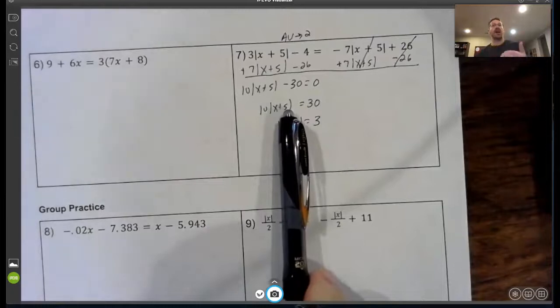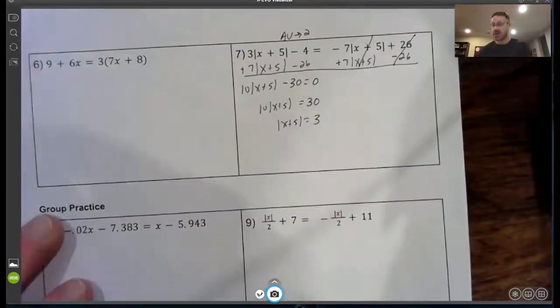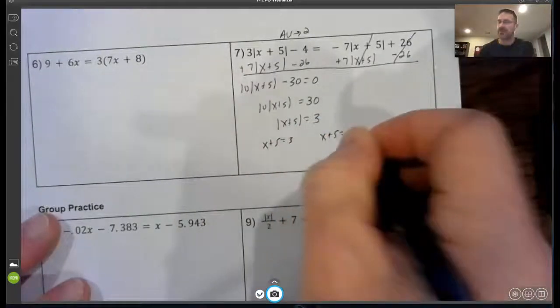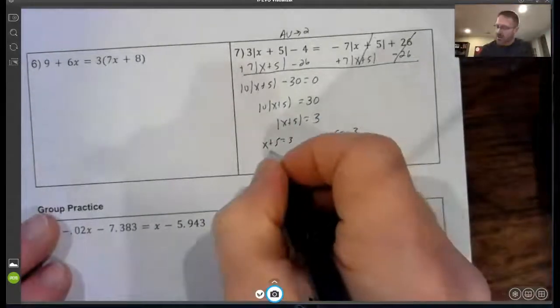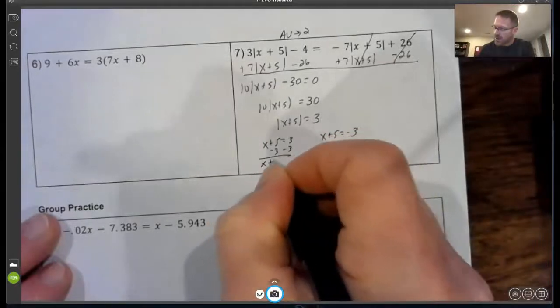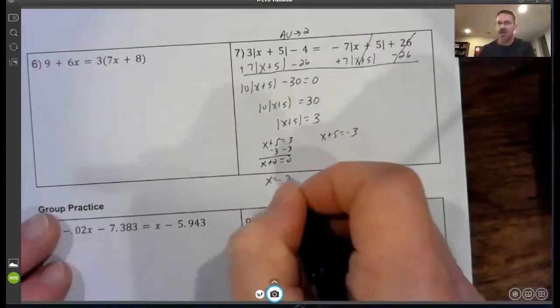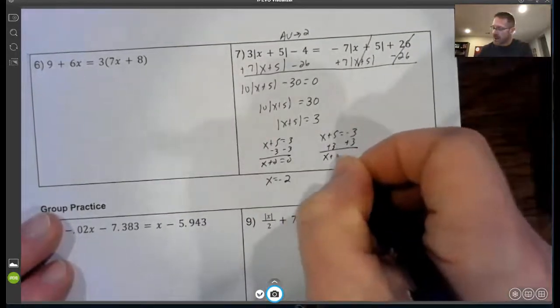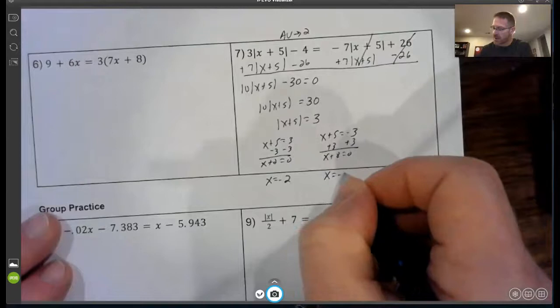It's still 3 and -3, but my problem's not finished because it's x plus 5 equals 3 and x plus 5 equals -3. All right, so I'm going to subtract 3 from both sides here. x plus 2 is equal to 0, so my solution is -2. Add 3, x plus 8 is equal to 0, so my second solution is -8.